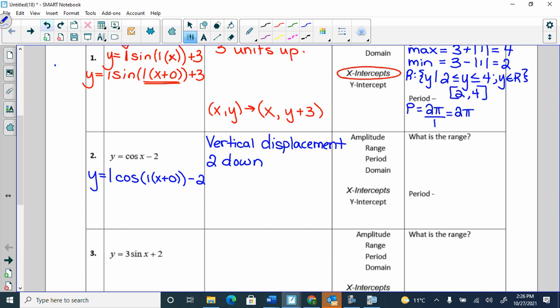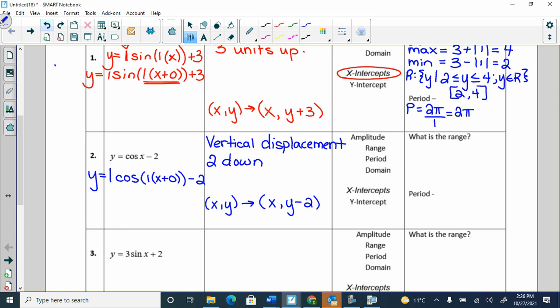And you know your transformations have to go stretches, reflections, translations, right? Your order matters. There's just nothing else to write, so we can write that. What's our mapping going to be? (x, y) becomes (x, y - 2), because if I'm moving it 2 down, I'm moving my y's 2 down, so it only affects my y's, right?